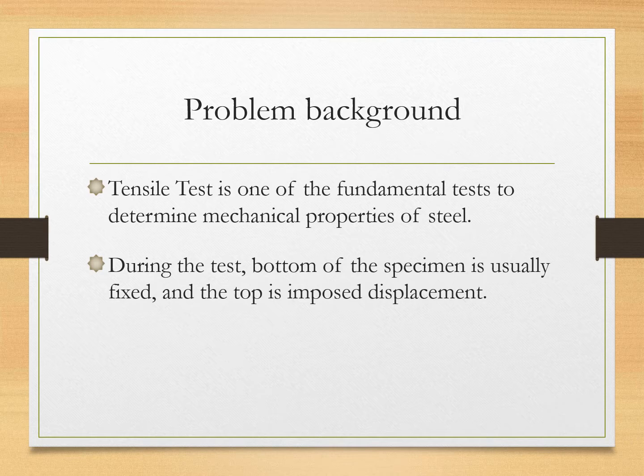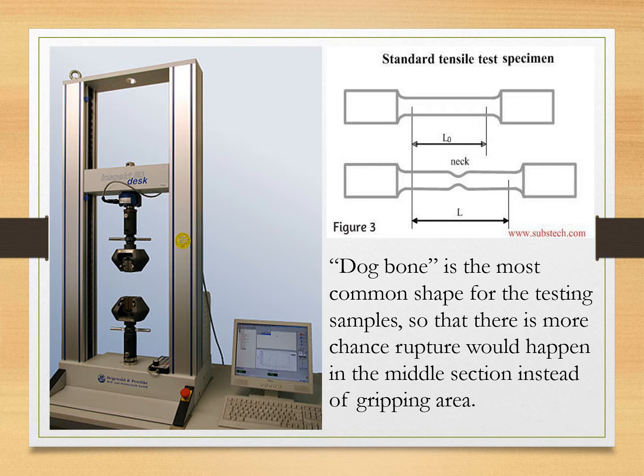Problem background. The tensile test is one of the fundamental tests to determine mechanical properties of steel. During the test, the bottom of the specimen is usually fixed and the top is imposed displacement. To maximize the chances of rupture happening in the middle section instead of the gripping area, we're using the dog bone shape, which is the most common shape for testing the samples.